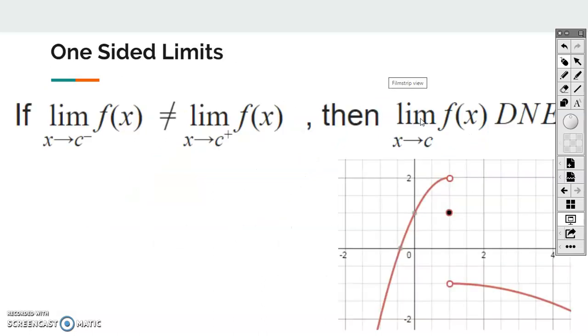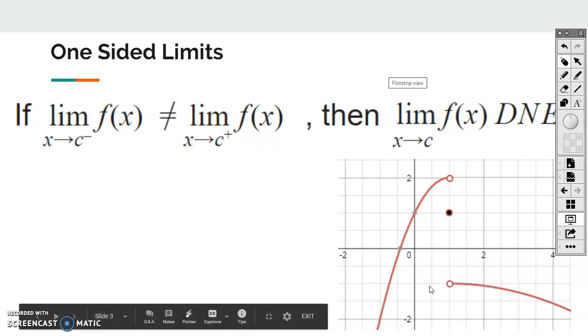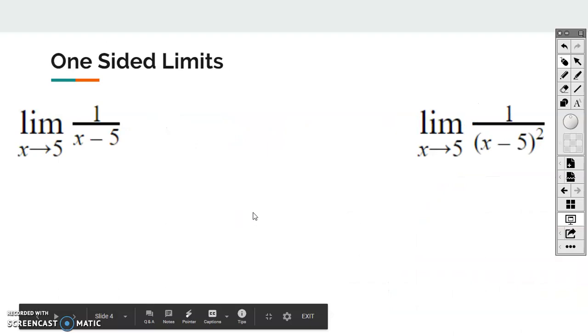In order for a limit to exist, both of the one-sided limits have to be the same. If you see a little negative here, that means the limit coming from the left side. On this problem, that would be 2. If you see a plus here, that means the limit coming from the right side. On this problem, that would be -1.